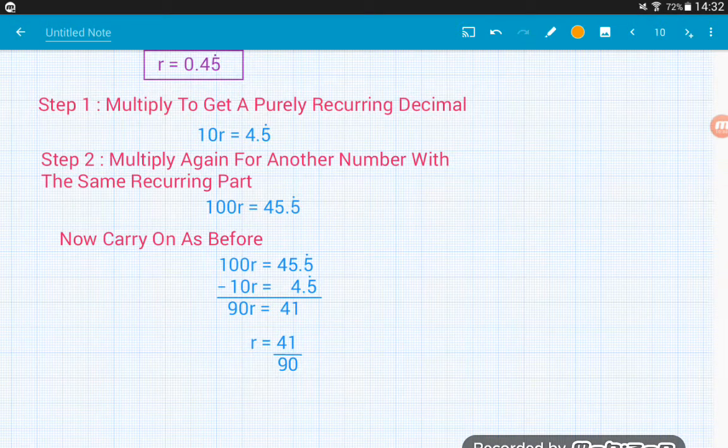Okay, let's have a look at one more. So 0.45 recurring. So we need the number with a purely recurring decimal, so let's multiply by 10. 10r equals 4.5 recurring. Multiply that by 10 again. 100r equals 45.5 recurring. Then let's do the subtraction. 90r is equal to 41. And then divide by the 90. We get r equals 41/90.